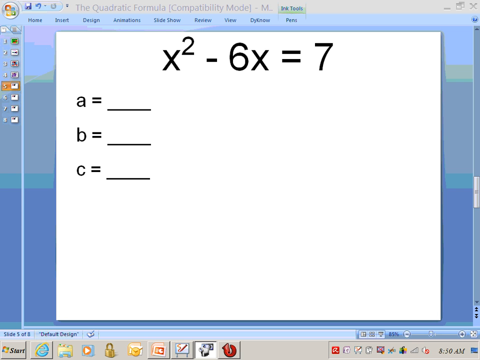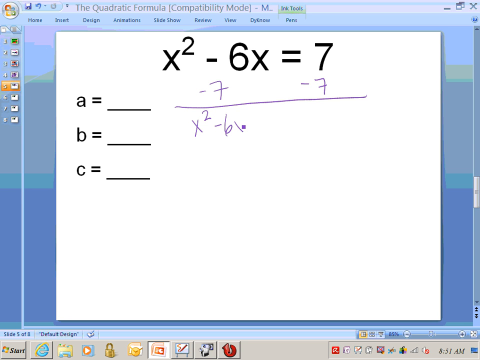So what do y'all want to do? Good. Subtract 7 from both sides. Minus 7 from over here. So my new equation is equals 0. Good. So my A is? 1. My B is? Minus 7. Minus 6. And C is?